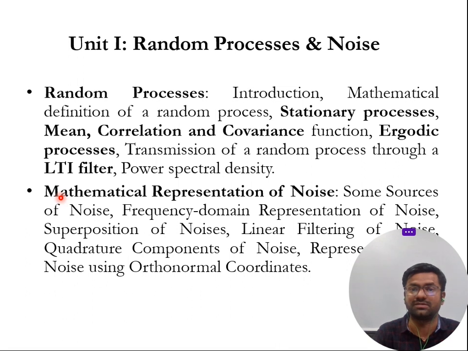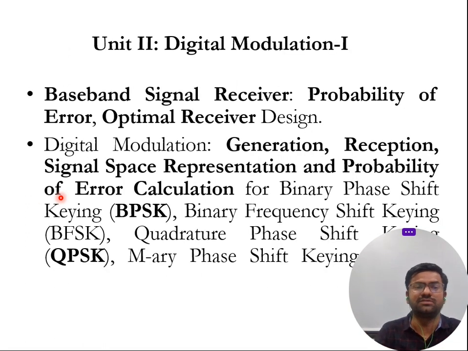Okay, orthogonal components, I can use more than 2-3 different dimensional noise representations, that is also there as a part of the syllabus. So next, digital modulation scheme 1. In this complete unit, we will be understanding how to generate, how to receive, and how to make a state space representation for that modulated signal, and even how we can calculate the probability of error for different modulation schemes.